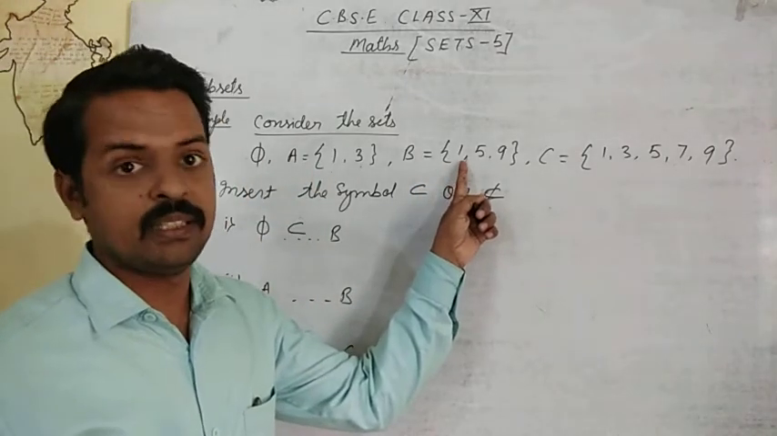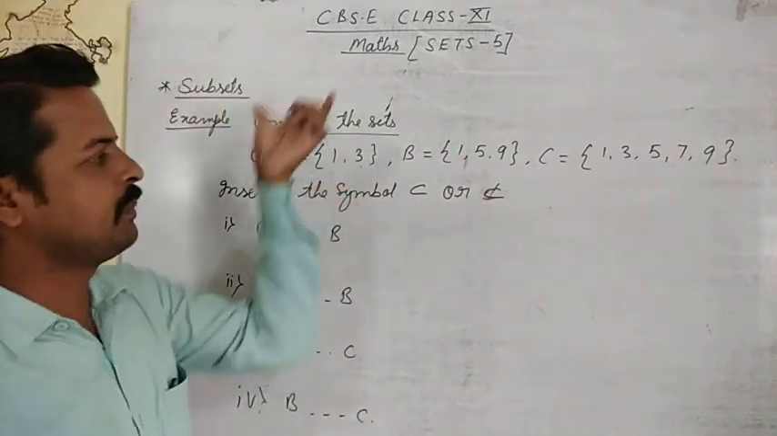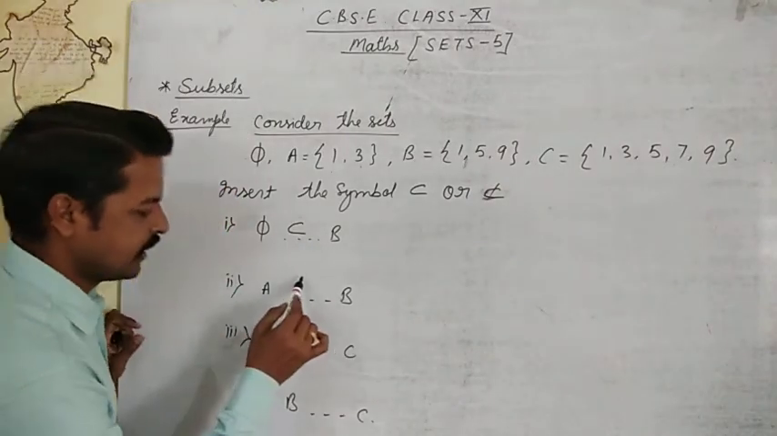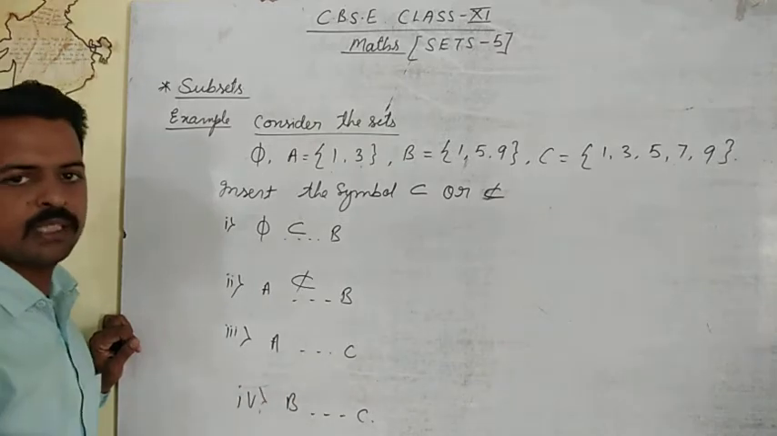1 is there but 3 is missing. 3 is not there inside it. So when all elements of A are not in B, it is not satisfying the definition. Therefore, here it will be not a subset.